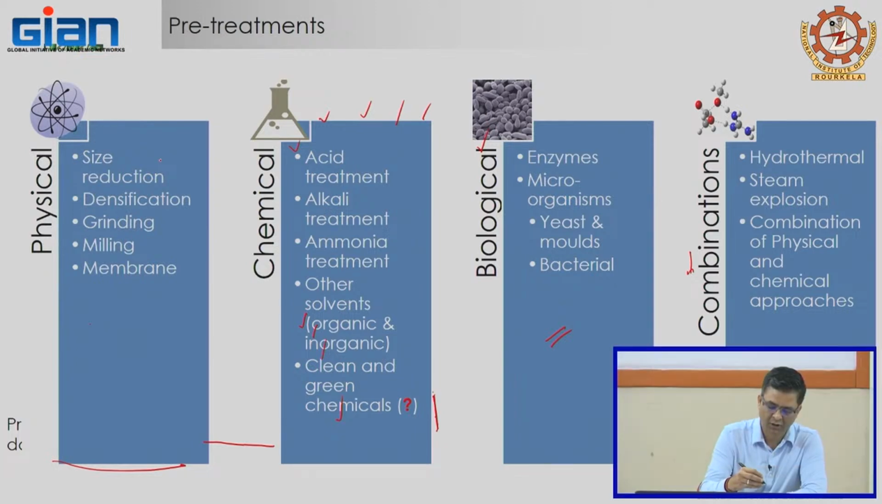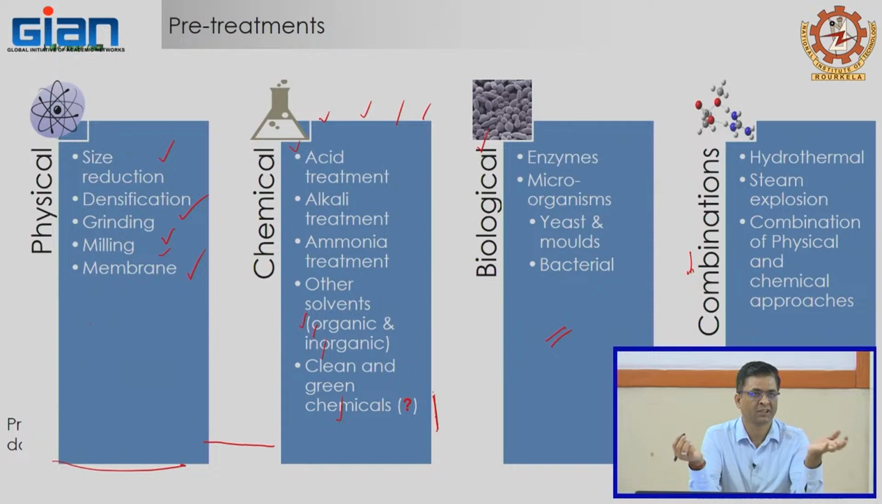Physical one, reducing size. If you grind it, take the example of shells, if you make finer particles, it will have better extractability. Size reduction means the surface area per unit is increased. Densification, grinding, milling or membranes, that is you sieve it out. Chaffy material: if you are doing grain protein extraction, you remove the hull, which does not contain protein, then it will have a better yield of proteins. That is all physical.